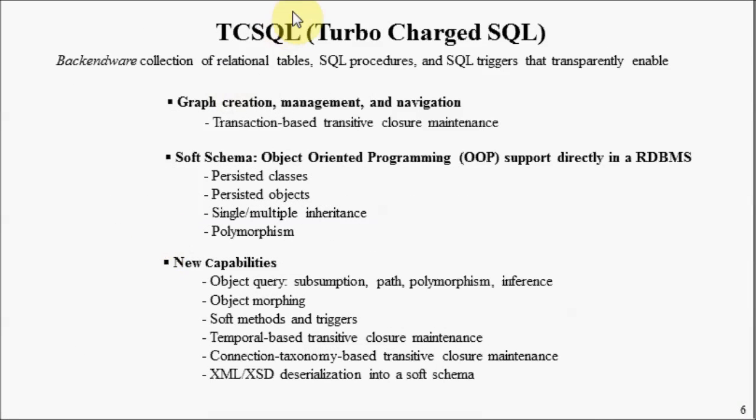This technology called TC-SQL is a new kind of technology featuring the following capabilities. First of all, it features the ability to do graph management, in particular, the maintenance of this thing called transitive closure. It features the notion of something called soft schema, which provides the ability to support object-oriented programming directly in a relational database system, complete with notions of classes and objects and single and multiple inheritance and polymorphism, and a collection of other capabilities on top of these two basic capabilities.